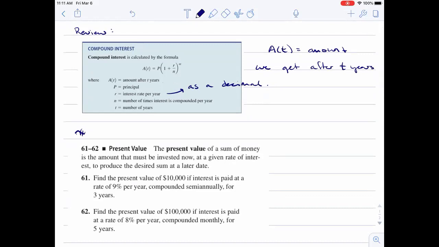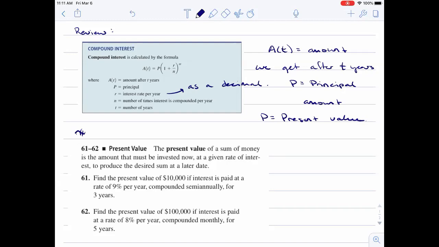So P is the principal amount, but P can also be thought of as the present value, right? The present value of this investment is your P. So that might be helpful to know, right?